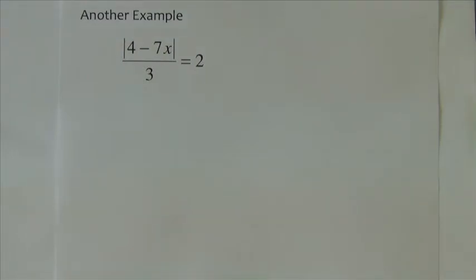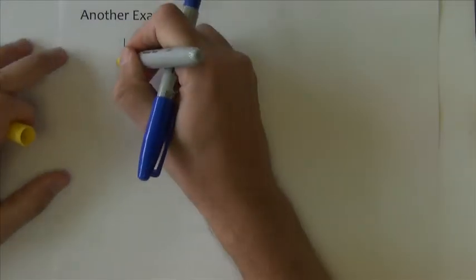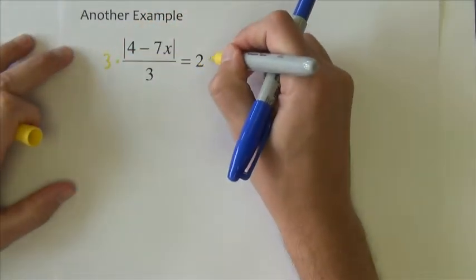Okay, another absolute value equation example. First thing we're going to do is get the absolute value by itself again. So here I'm going to multiply by 3.